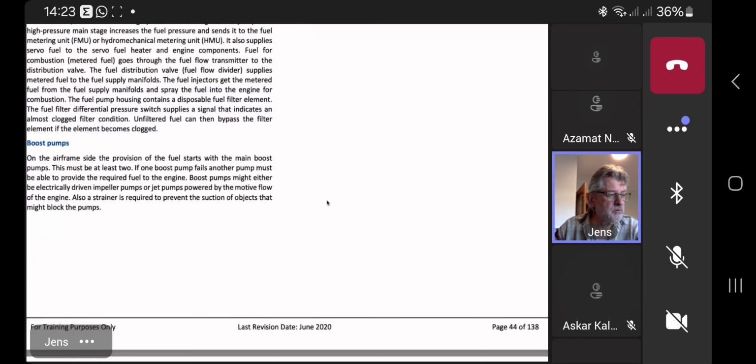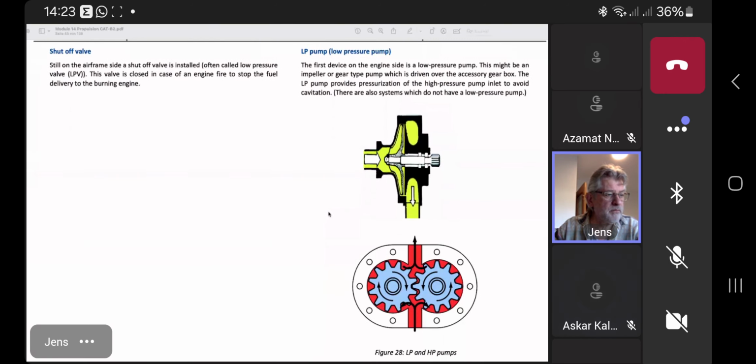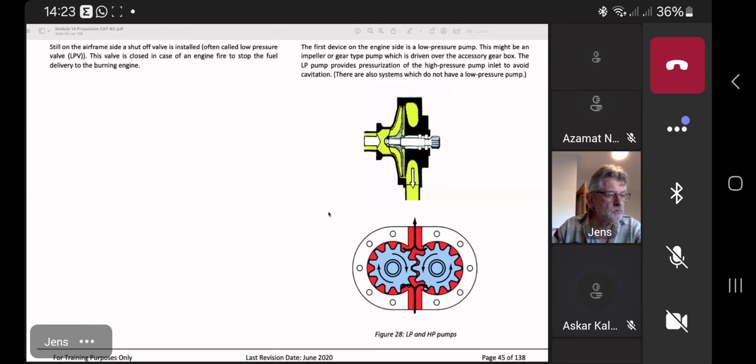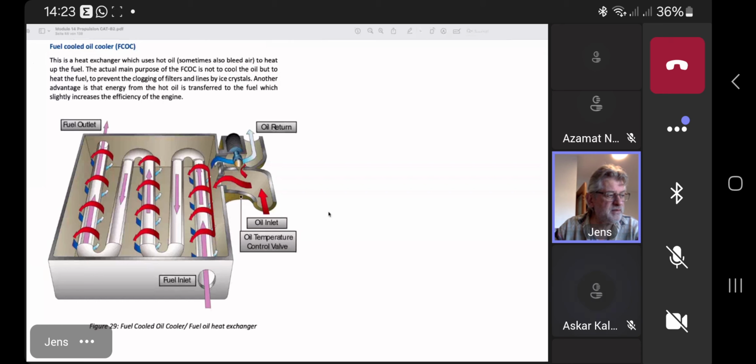Distribution, we come to this later. We have a low pressure pump and we have our high pressure pump. And here there's an example, it's not such a nice example, of a fuel oil heat exchanger. And yes, which pressure is higher? The one from the oil or the one from the fuel? Do we remember?